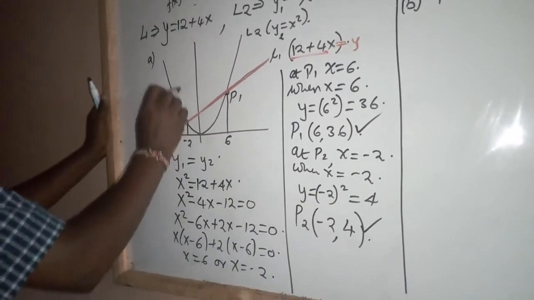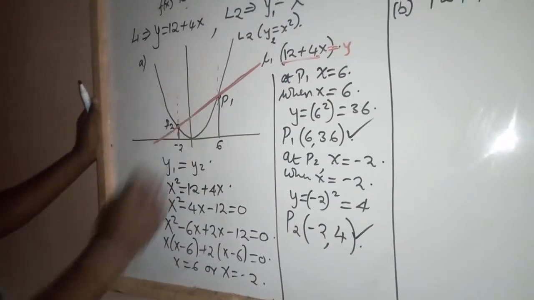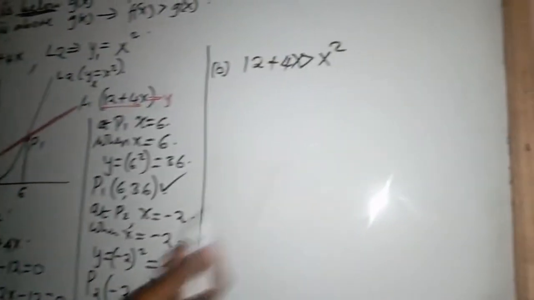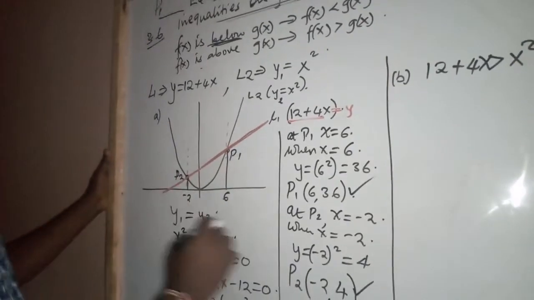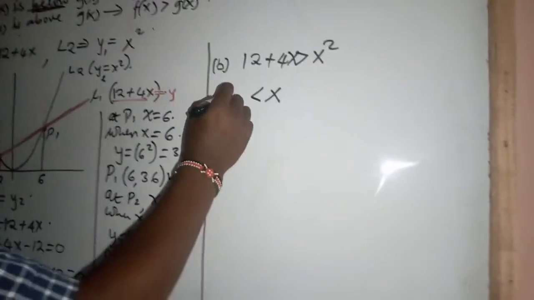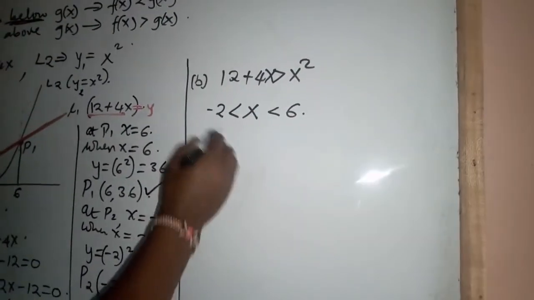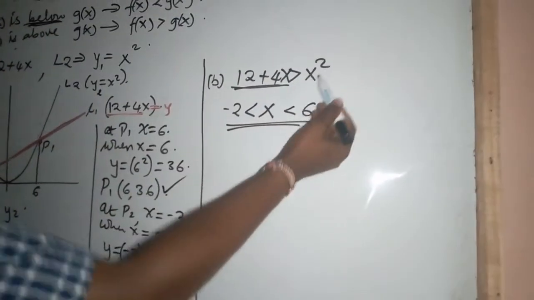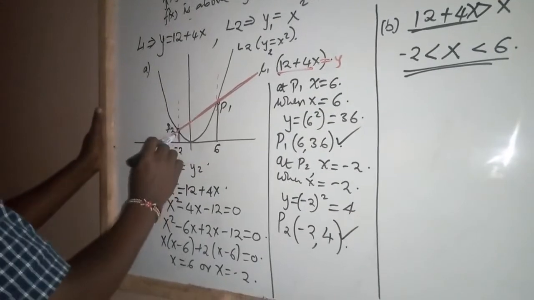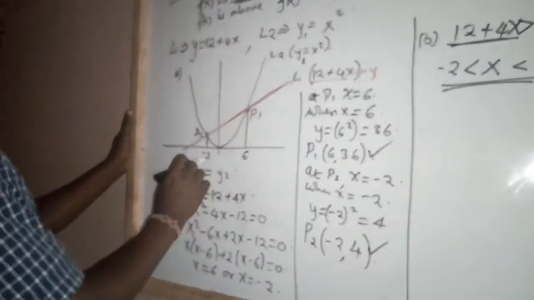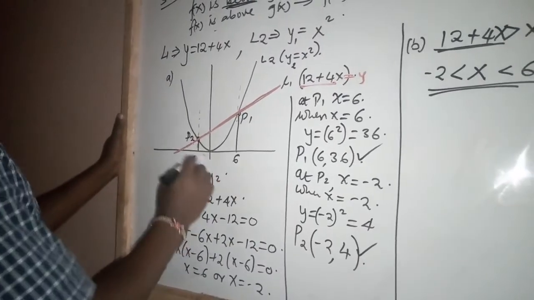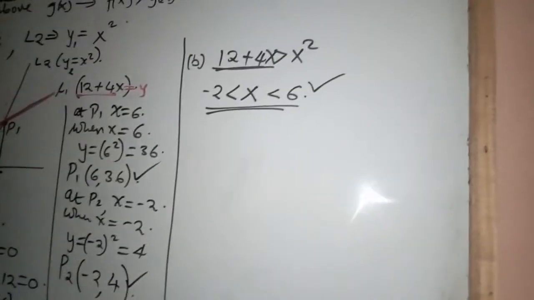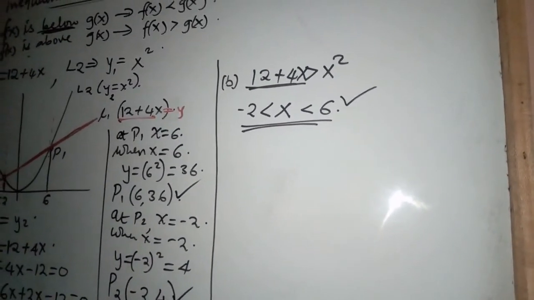So you can see these are the boundaries. And the solution to part B of the question is we are going to say that when x is greater than -2 and less than 6, that is when the linear graph is above the quadratic graph, as you can see. Within the boundaries of -2 and 6, the red line is always above the black line. And this is simply the solution to part B of the inequality.